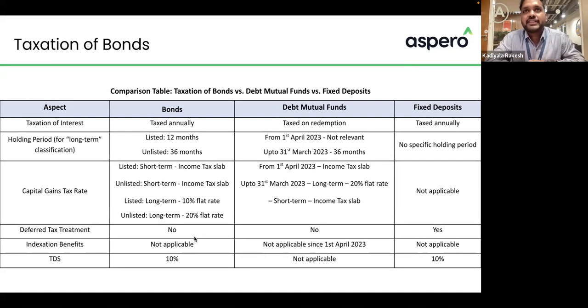And coming to the TDS, on whatever interest he gains on these bonds, 10% TDS will be automatically deducted by the issuer, and the rest of the amount will be transferred to the investor's bank account.